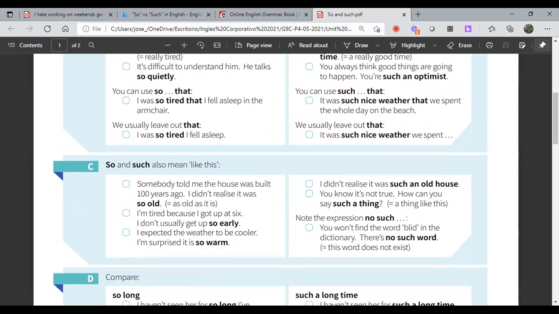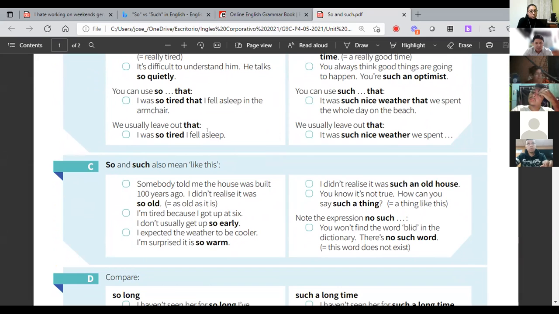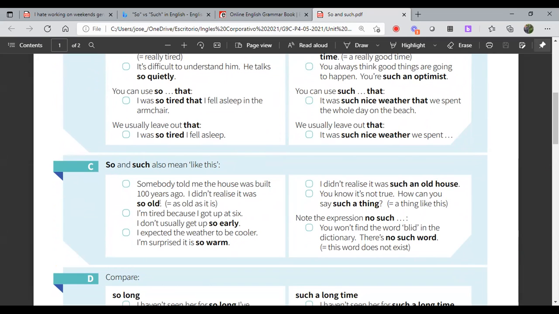Take a look at this. Somebody told me the house was built 100 years ago. I didn't realize it was. Dice, alguien me dijo que la casa fue construida más de 100 años, o hace más de 100 años. No me di cuenta que era tan antigua. You see? I didn't realize it was so old. Que era tan antigua. All right?